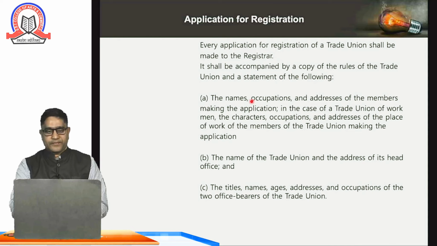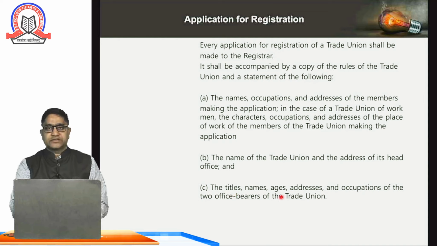The names of the workers who are affiliated with the trade union, the occupation of the employees who are affiliated with the trade union, and the residential address or the company's address where they are working while making the application, in the case of a trade union of workmen, and the occupation and the address of the place of work of the members of the trade union making the application. The name of the trade union should also be mentioned while applying to the registrar, and it should show the head office with which it is affiliated.